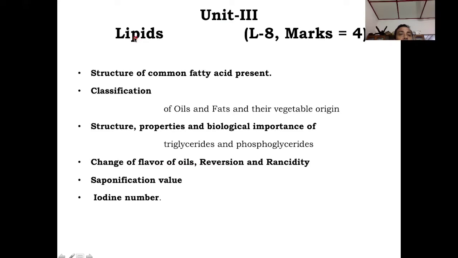Today, I will proceed to discuss lipids. What is lipid all about? I will discuss it based on the syllabus of Dibrugarh University, presently in the sixth semester, where classifications are included. The common structure of the fatty acids has to be studied. Triglycerides and phosphoglycerides have to be studied. Change of flavor of oil, reversion and rancidity, saponification, what is the saponification value, iodine number, etc. have to be discussed here.